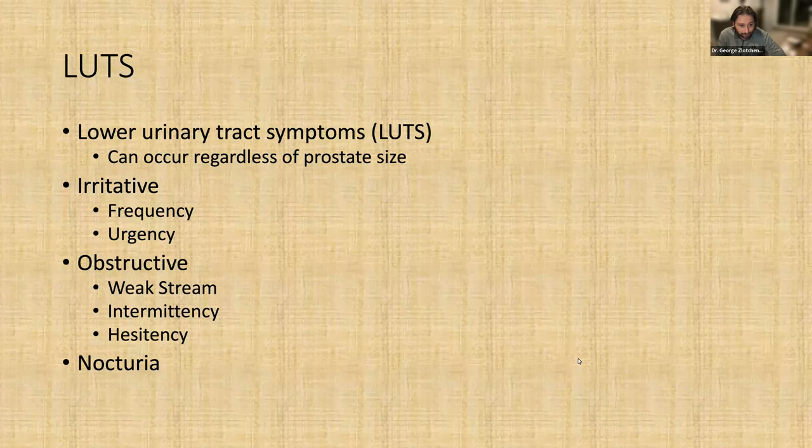Some symptoms are irritative, like frequency and urgency, or obstructive, like weak stream, intermittency or hesitancy. A big one that I see a lot in my clinic, and that patients complain about, is nocturia. That's a really helpful symptom when patients do come in and that is their main complaint, because you can easily quantify how many times they get up and then quantify it after the procedure to see how good your results are.